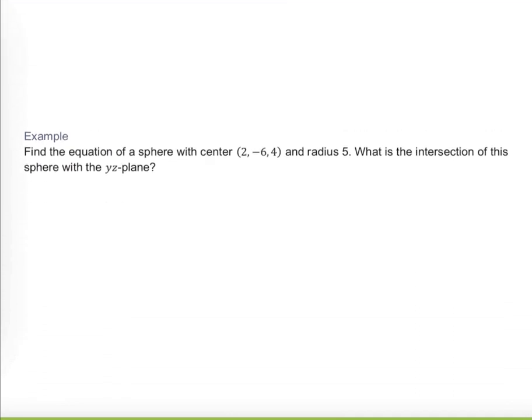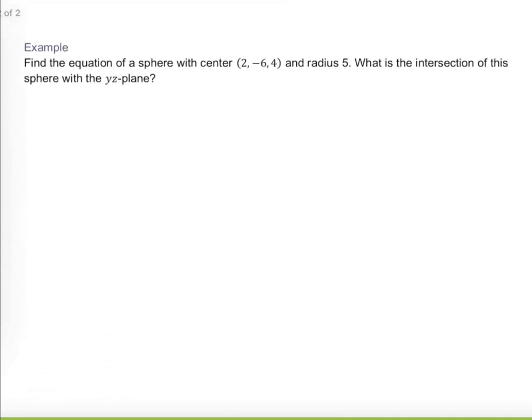So let's take a look at a quick example where we're going to find the standard form of the equation of a sphere where the center is at (2, negative 6, 4) and the radius is 5. As a part B to this question, we are going to find where the sphere intersects with the YZ plane, but we're going to start first of all by getting the equation of the sphere.